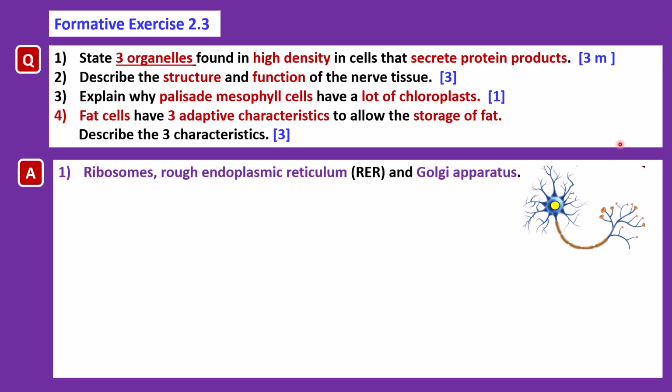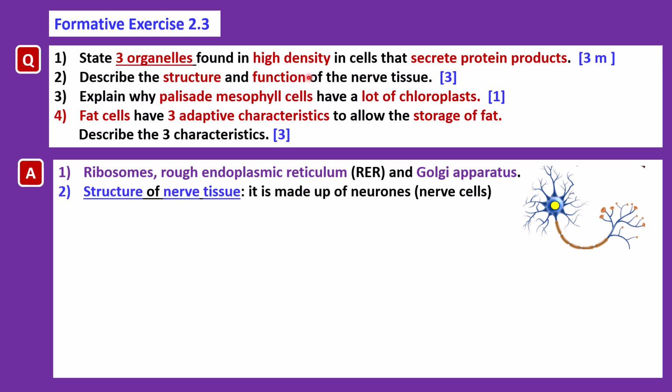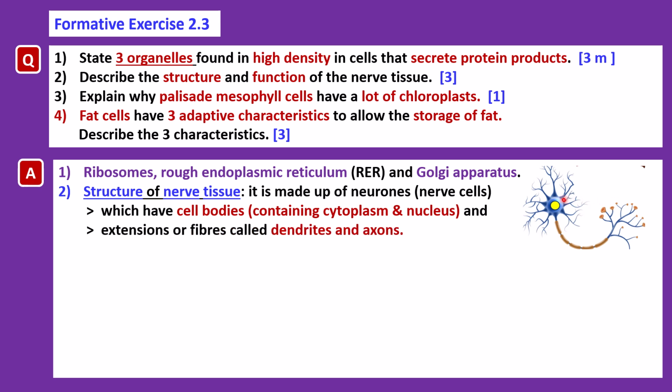Okay. Number 2, describe the structure and function of the nerve tissue. Okay, so there are 2 parts. Structure first. Structure of nerve tissue. It is made up of neurons or nerve cells, like this one here. We have cell bodies, this rounded circular part here, containing the cytoplasm and the nucleus. Here the nucleus is yellow. These neurons also have extensions of fibers called the dendrites. The shorter ones here are the dendrites and dendrons, and they also have the axons.